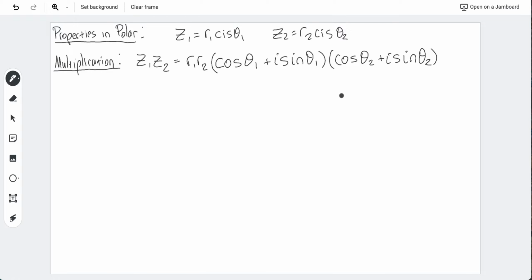And then I can FOIL this, right? So this is going to give me r1 r2 times, and we're going to have cosine theta 1 cosine theta 2, and then we're going to have plus cosine theta 1 sine theta 2 times i, plus cosine theta 2 sine theta 1 times i, and then plus i squared sine theta 1 sine theta 2. So i squared is going to be negative 1, so we're going to get minus sine theta 1 sine theta 2.